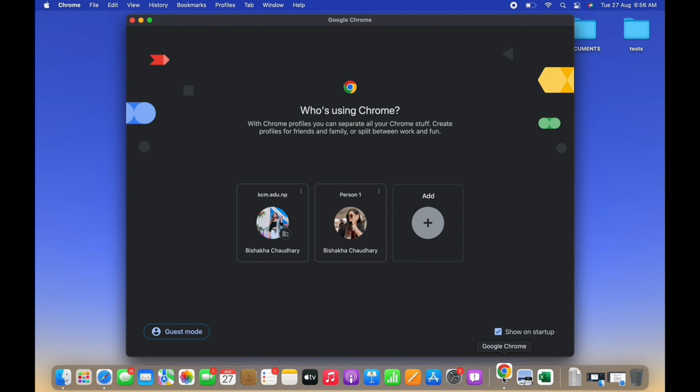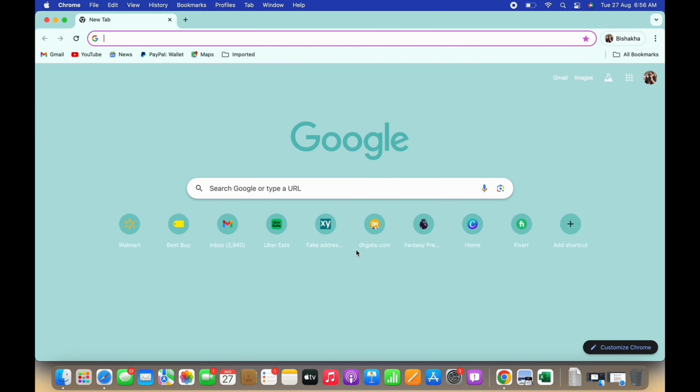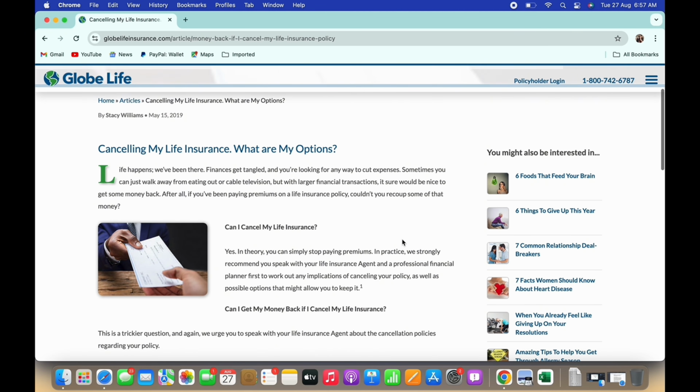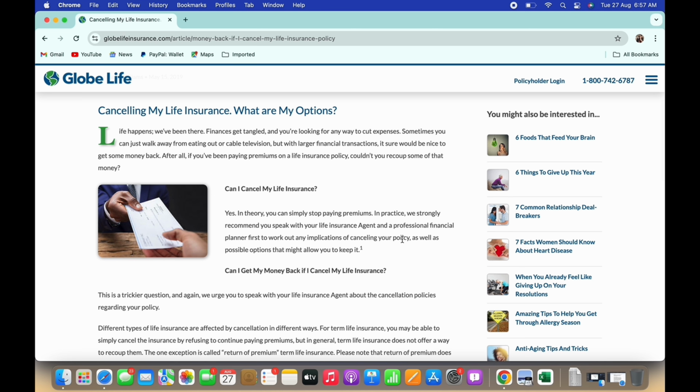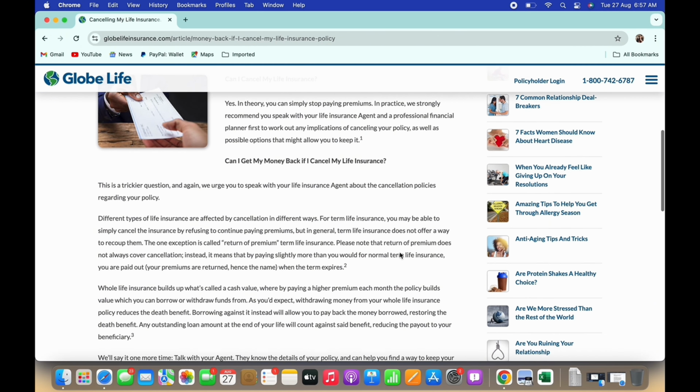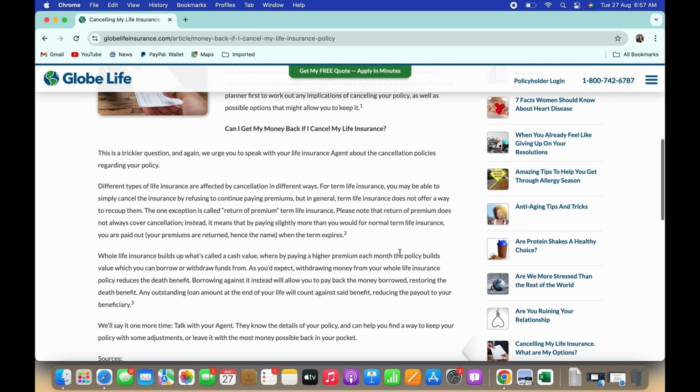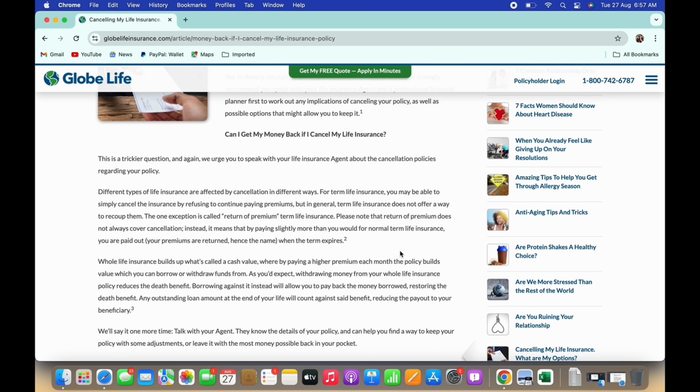In order to cancel your Globe Life Insurance, you can speak with your life insurance agent and a professional financial planner first to work out any implications of canceling your policy, as well as possible options that might allow you to keep it. Different types of life insurance are affected by cancellation in different ways.